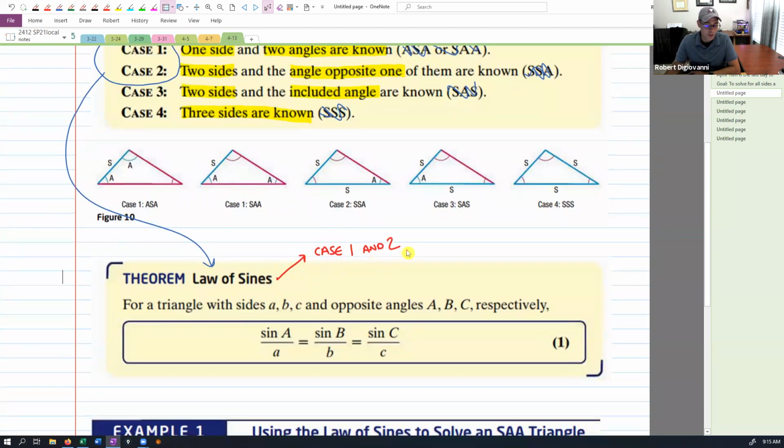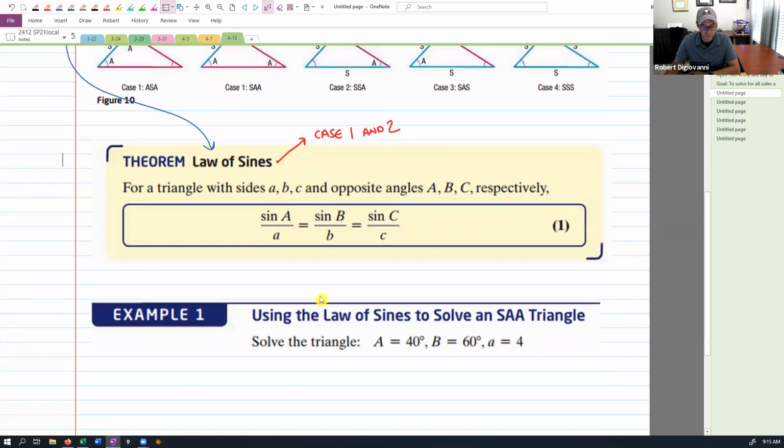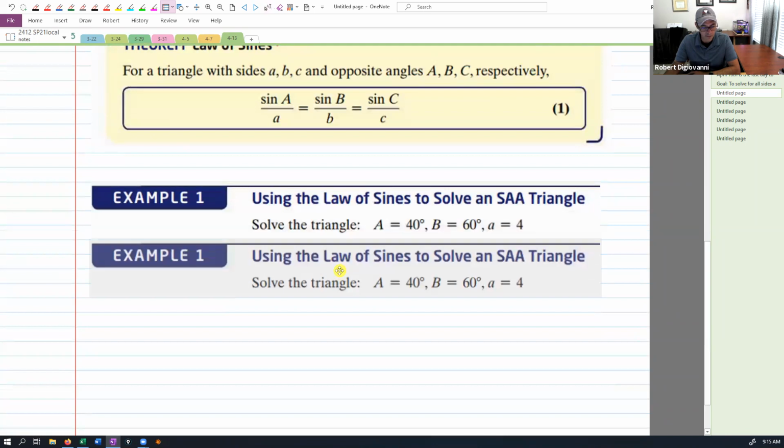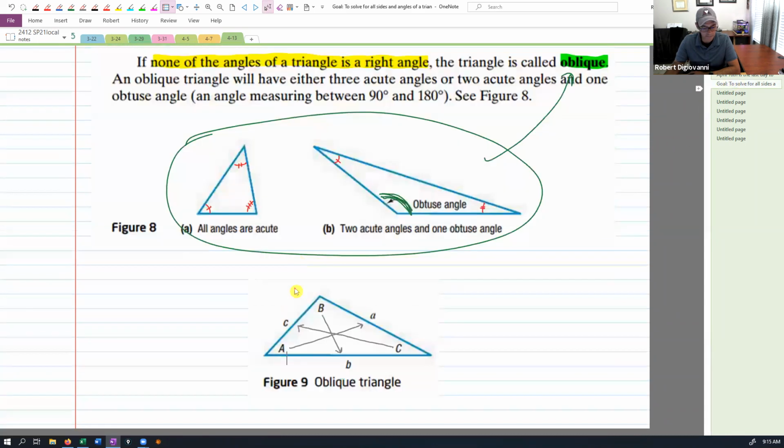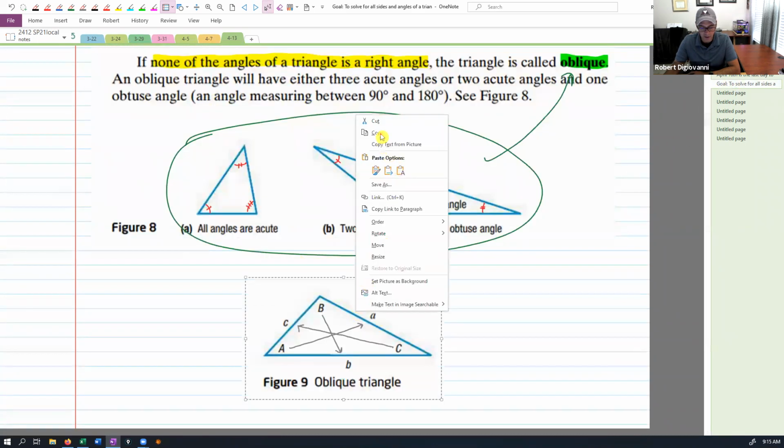All right, so here's what law of sines says. If you're given a triangle with sides a, b, c, and opposite angles, capital A, capital B, capital C, respectively, then this is true. I'm going to bring that drawing of the triangle we had over here.